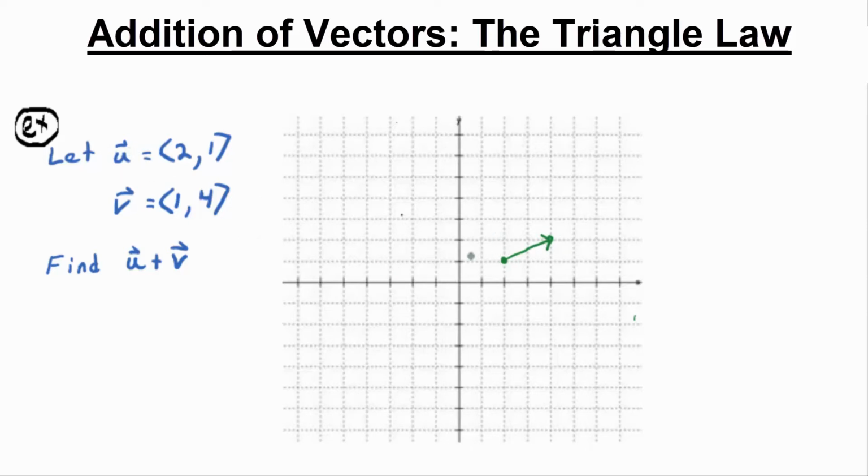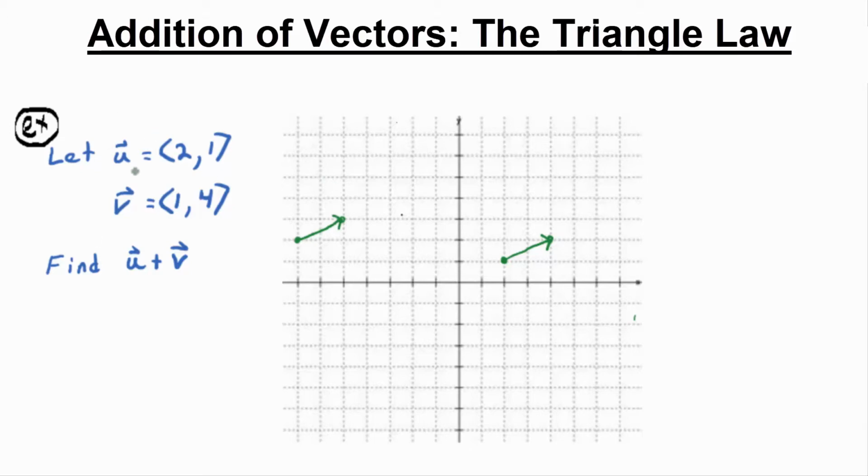And again, I picked that tail randomly. If I had started over here, I would have gone from that tail over 2, up 1, and it would have been an equivalent vector, just a copy of the other vector, right? So forces add vectorially, so do velocities and other quantities. So here's what I mean by adding vectorially.